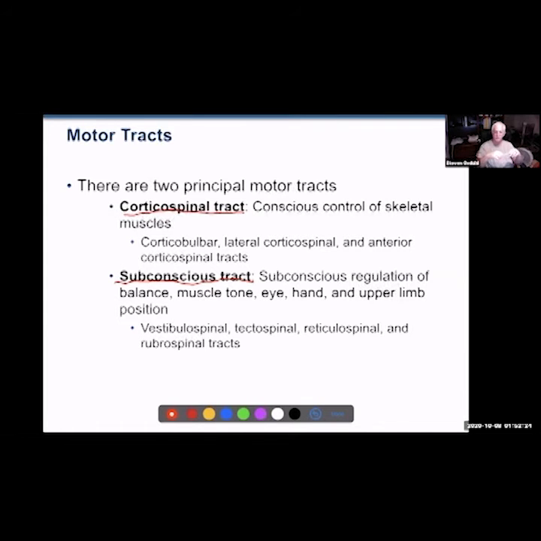Subconscious tract, your autonomic nervous system. So subconscious regulation of balance, muscle tone, eye, hand, and upper limb position, where your hands normally sit. Okay? You don't think about your balance. When you're sitting there listening to my lecture, you can balance your head on your shoulders. That's part of the subconscious tract. It allows the muscles to contract to keep your head balanced. Okay? That's subconscious. You don't have to think about that. You have the vestibulospinal tract, the tectospinal tract, the reticulospinal, and the rubrospinal tracts.